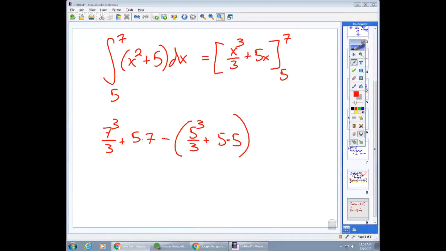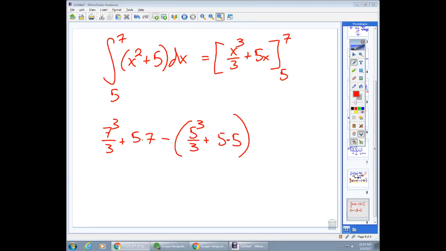Let's see, Google Calculator, 7 cubed over 3 plus 5 times 7, minus parentheses 5 cubed over 3 plus 5 times 5. And Google says, ooh, it didn't like the way I typed that. It will not calculate it. Oh, I see I missed a cube there. Google says it's 82.666666. Does that sound good?